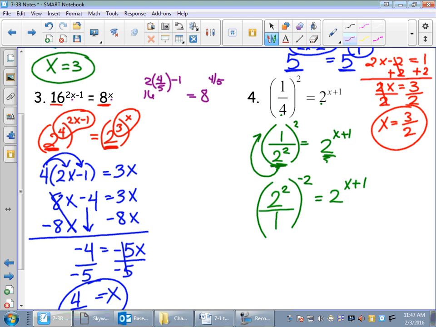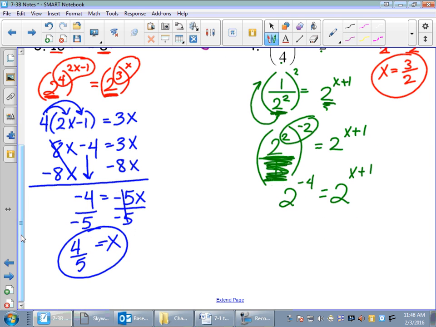Let me clean that up. When I raise a power to a power, really I don't need this 1 here. It's really just a whole number. Anytime a number is over 1, it's just a whole number. So a power to a power, I multiply. And so what I have now is 2 to the negative 4th power is equal to 2 to the x plus 1 power. And now I finally have matching bases.